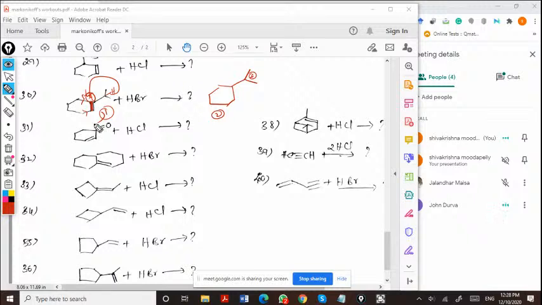Yeah, because it is a more bulky group. But if you see the hyperconjugation, this is two hydrogens, this is one hydrogen, this is two hydrogens, two hydrogens. So total five hyperconjugations. If this is the case, this is three hydrogens, this is three hydrogens, and this is one hydrogen. So total seven hydrogens. Now tell me which is more stable?